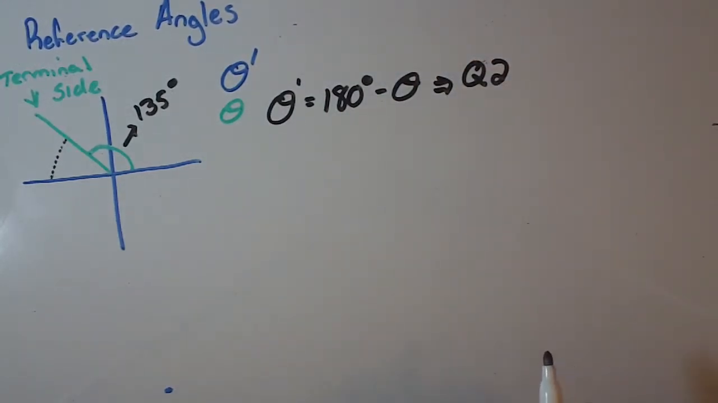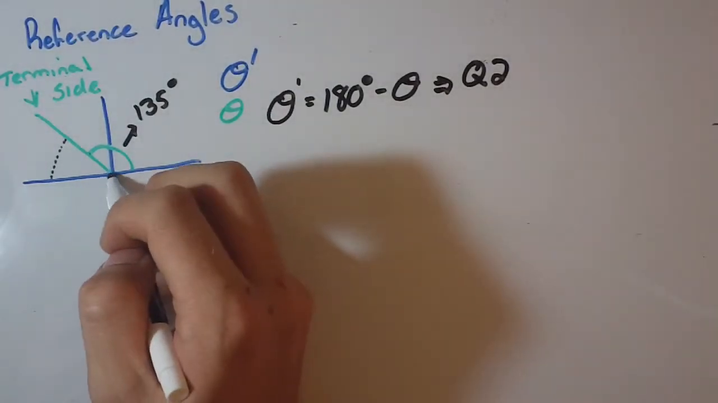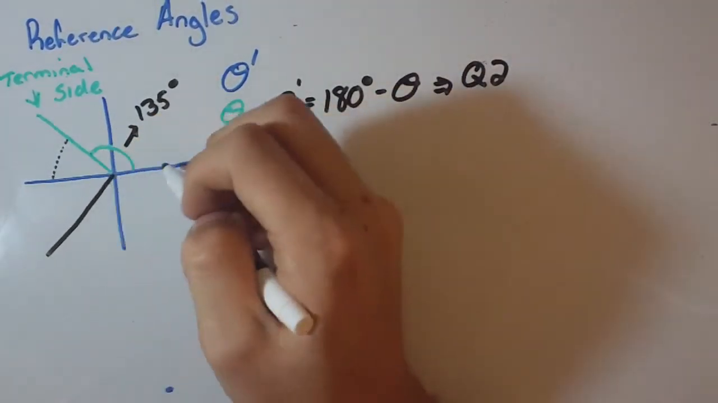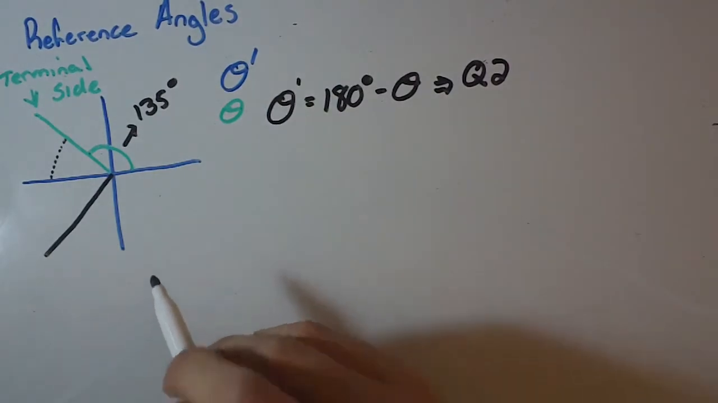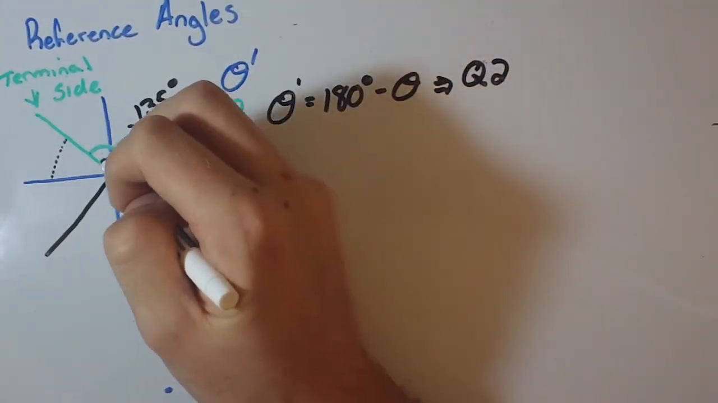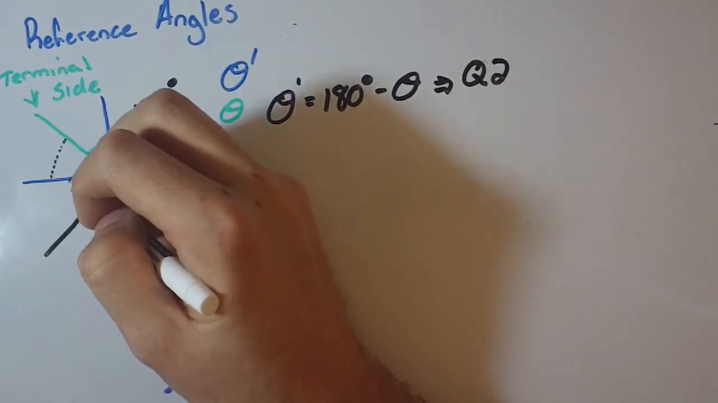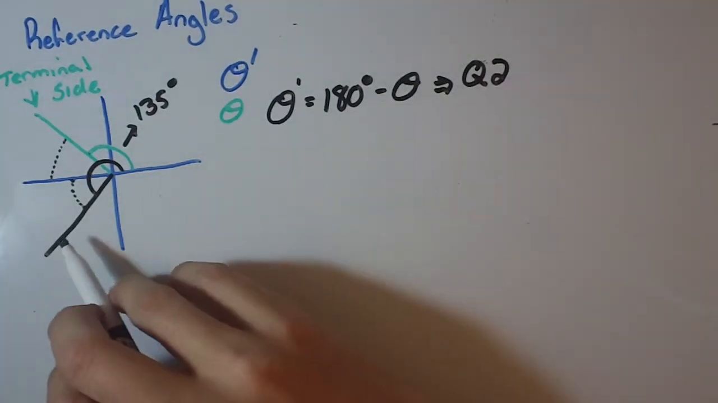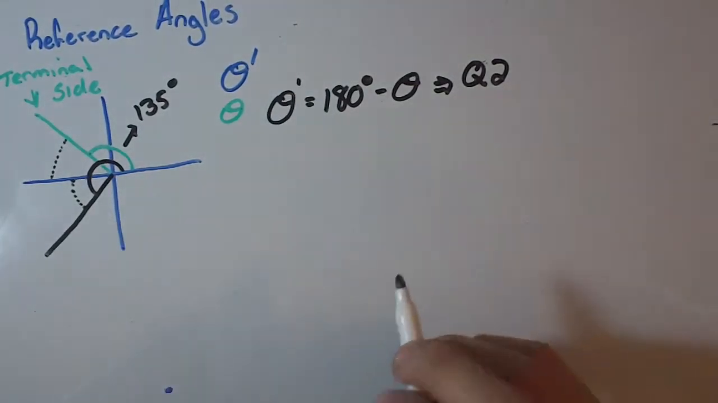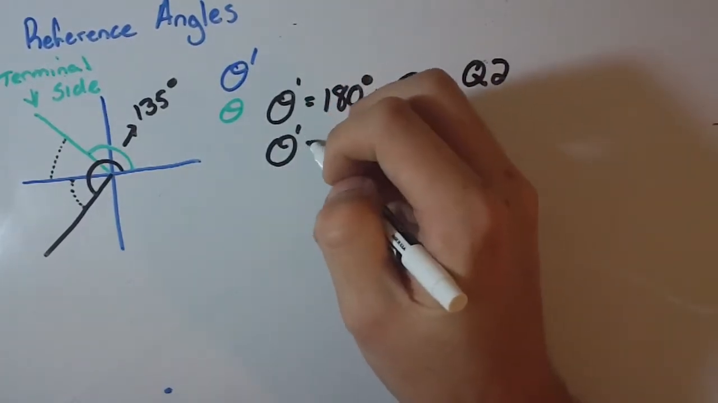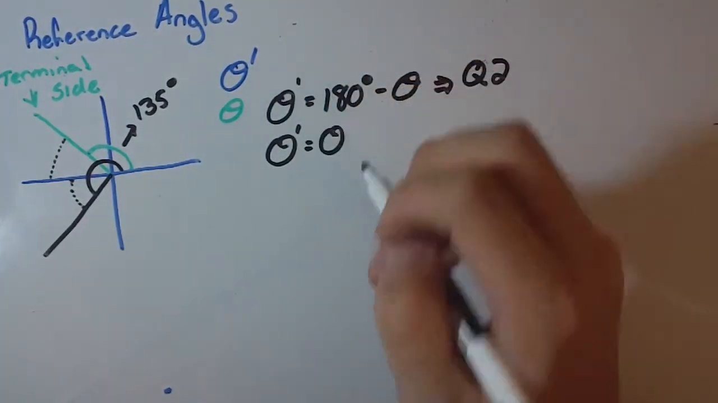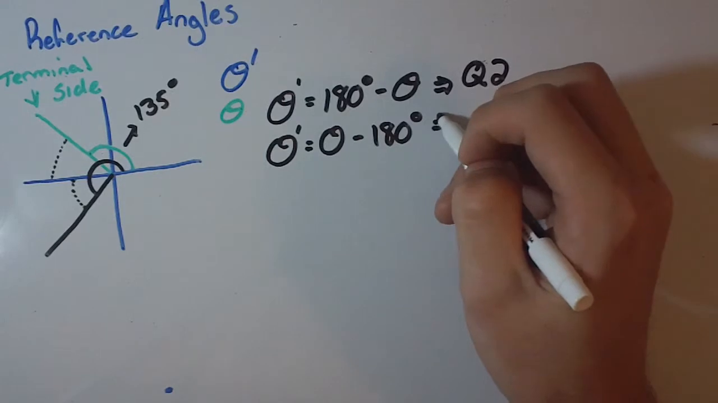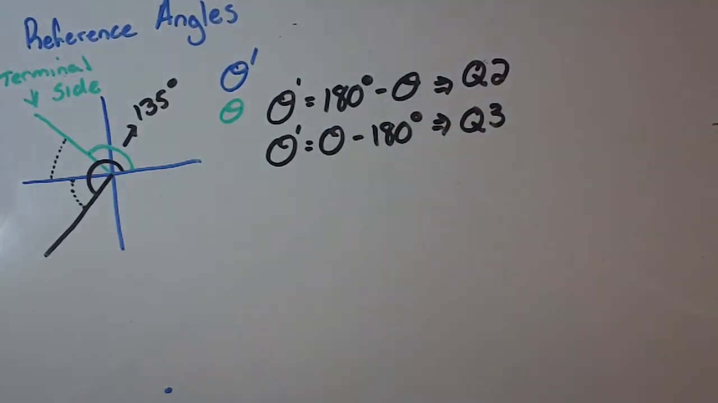Now if the angle was down here in quadrant 3, again, it's obtuse from the standard position, so we don't want to find this angle here, we want to find that angle, the dotted line angle. So to find this, theta prime equals our angle theta minus 180 degrees. So that's for quadrant number 3.